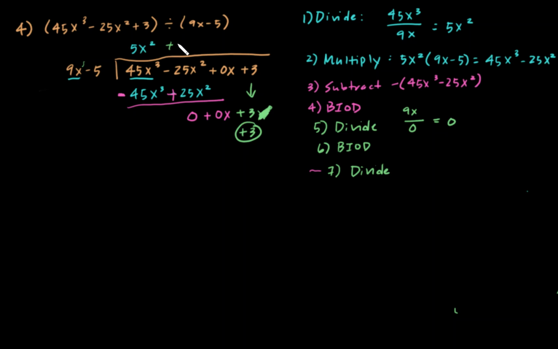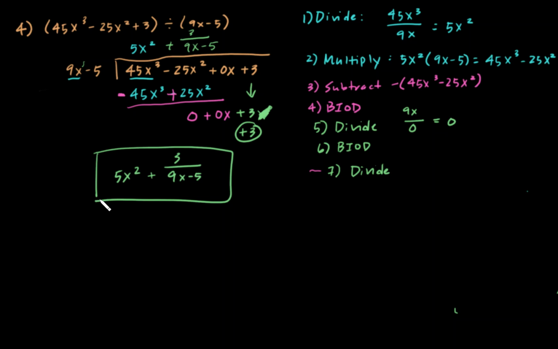So we just get a plus 3 divided by 9x minus 5. So our answer is 5x squared plus 3 over 9x minus 5. And that's our final answer. Okay? And we're done. Good job.